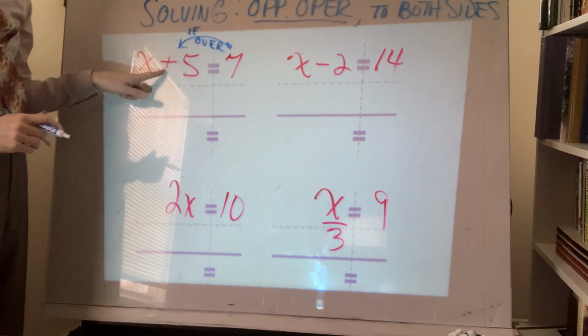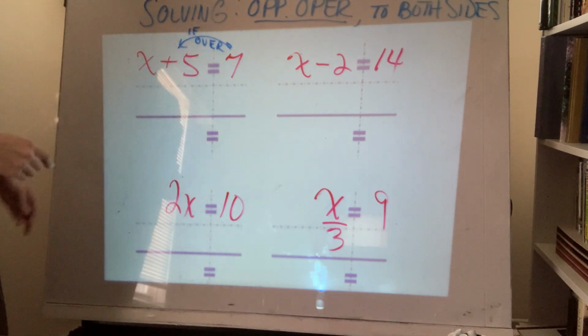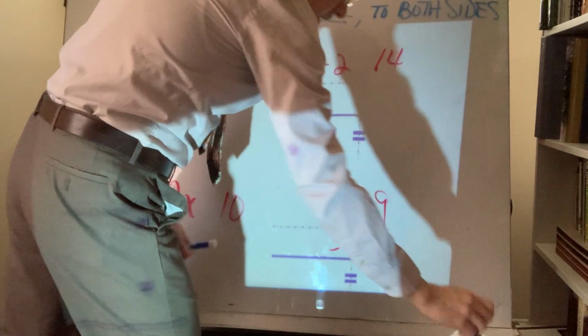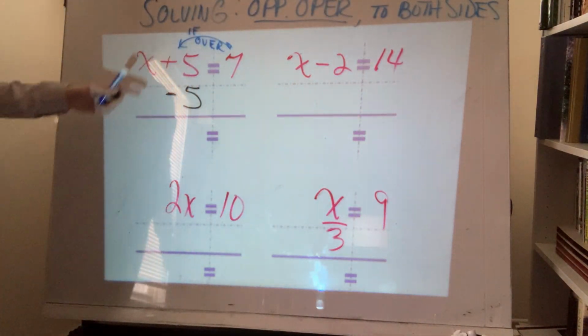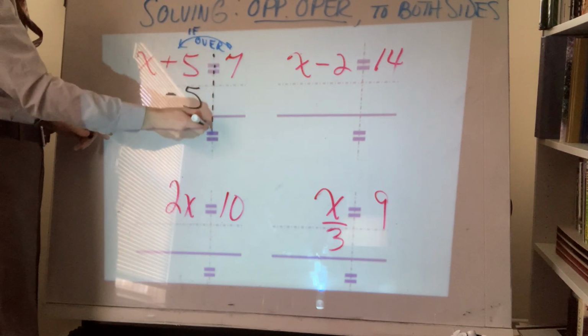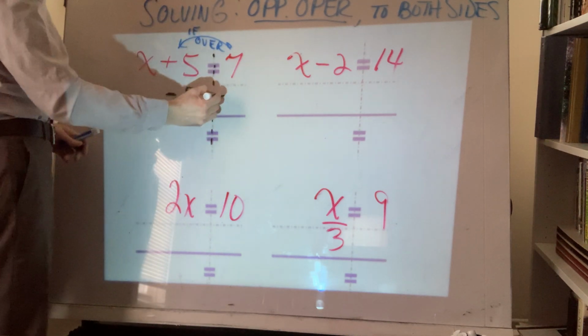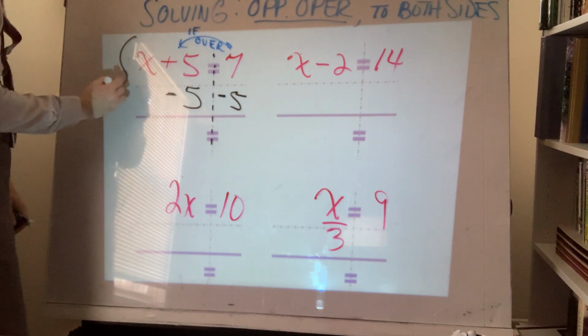Anyway, what is the opposite of adding 5? The opposite of adding 5 is to subtract 5. So if you did it here, you are obligated to do it here for the sake of balancing.